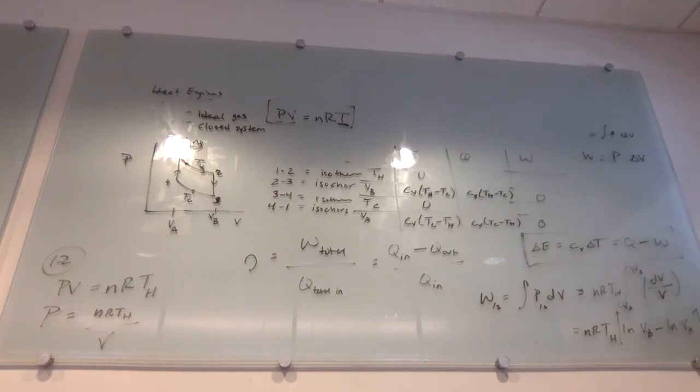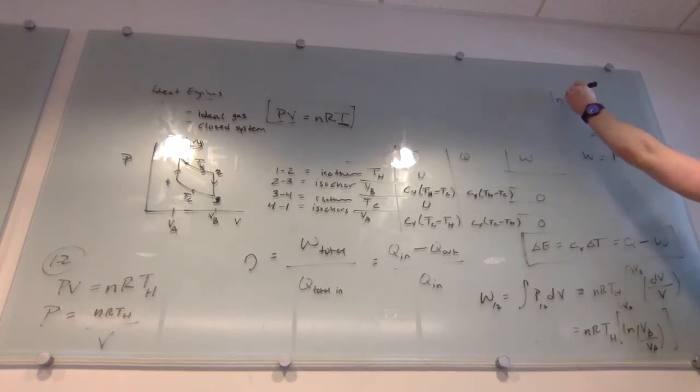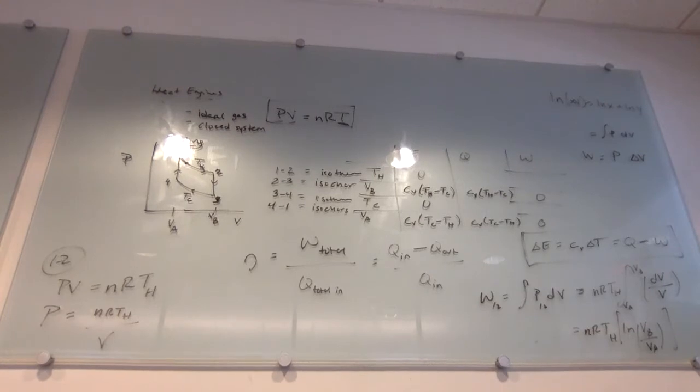But of course, by the rules of logs, we can actually write this as this. So the sum of logs is just the log of the product, right? So this is just the division version. So there we go. This is work from 1 to 2. So you can see why it looks completely different than the other one. There's a log function in here, but it depends on the volumes.